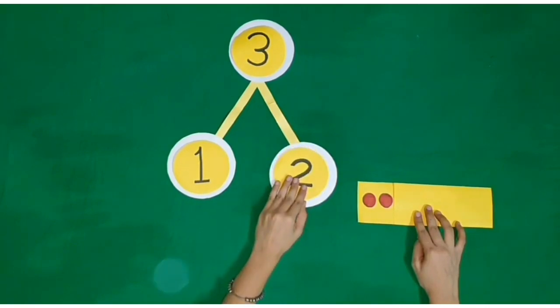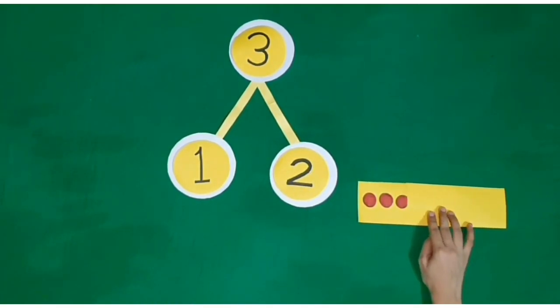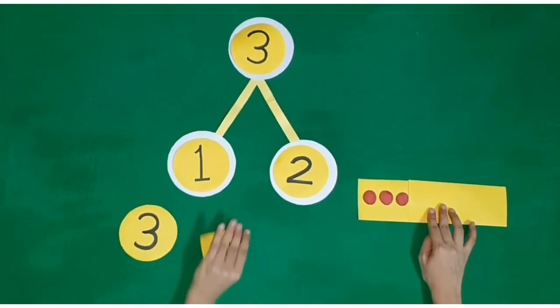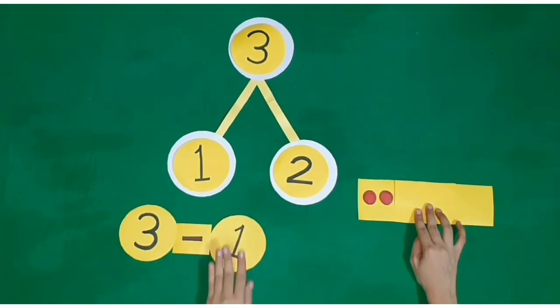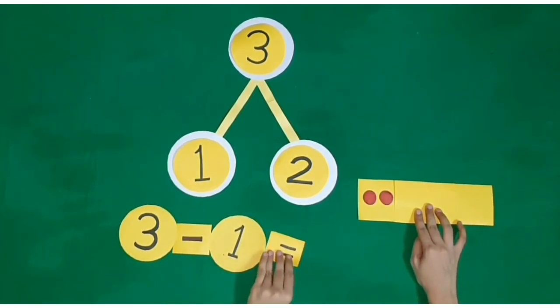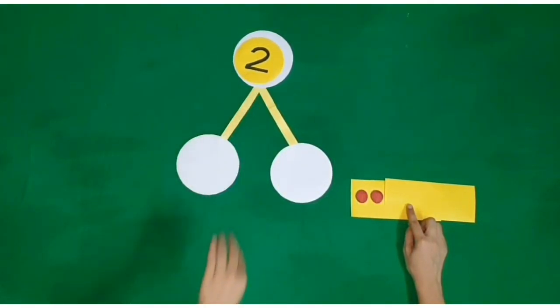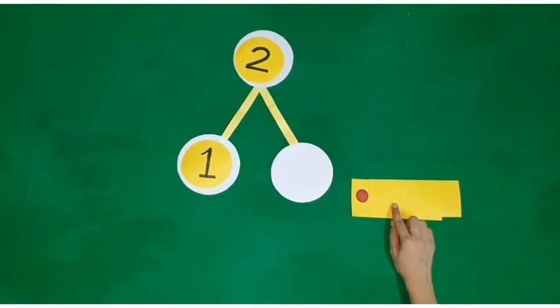Dots left behind are 2 dots. 3 dots minus 1 dot is equal to 2 dots. Just see here, 2 dots. 1 dot is hid under the card.